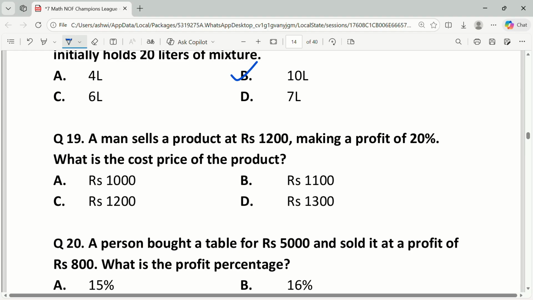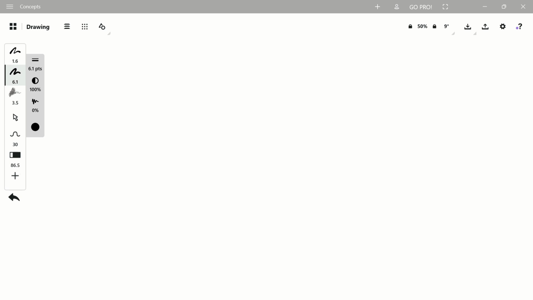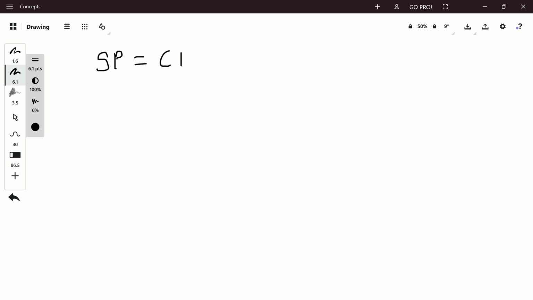A man sells a product at rupees 1200, making a profit of 20%. What is the cost price of the product? The selling price is 1200 and the profit is 20% of the cost price. The formula relating these is selling price is equal to cost price plus profit.